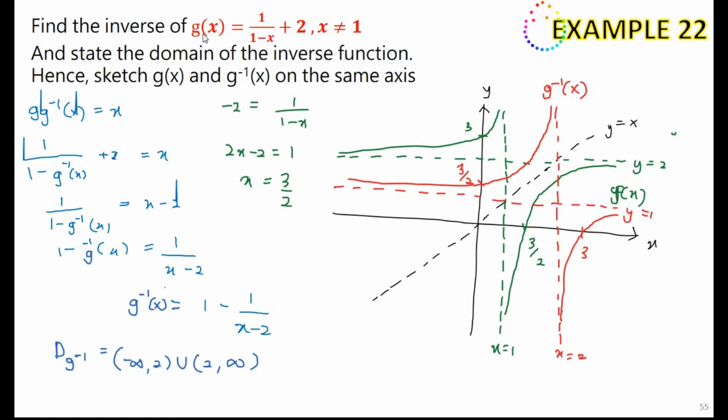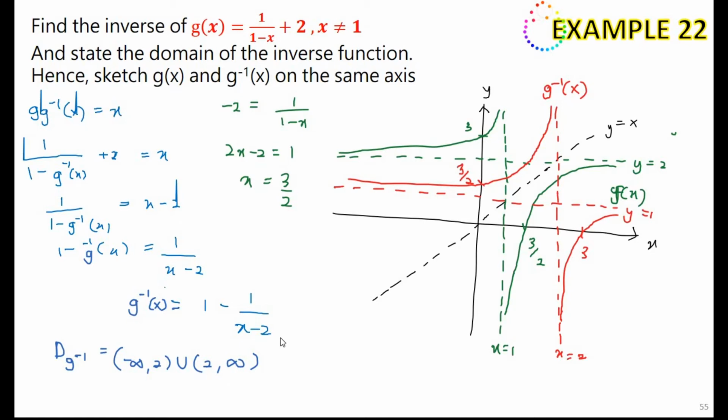Find the inverse of g(x) equal to 1/(1 minus x) plus 2, where x is not equal to 1, and state the domain of the inverse function, and sketch g(x) and g inverse on the same axis. We use the property g of g inverse equals x to find the inverse of g(x). So substitute into this function: 1/(1 minus g inverse of x) plus 2 equals x.